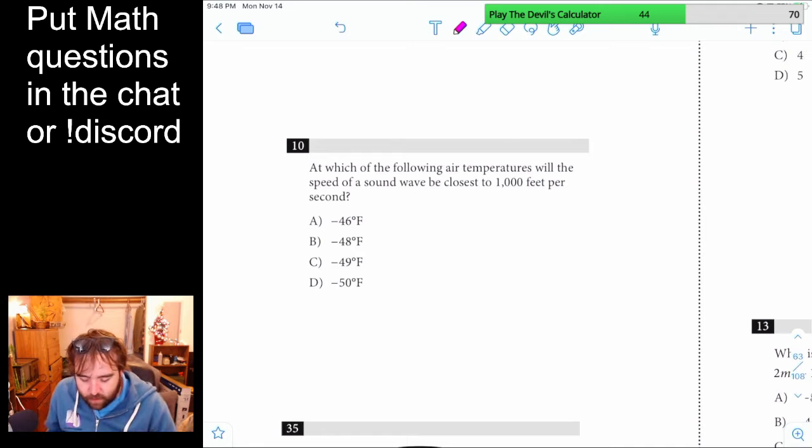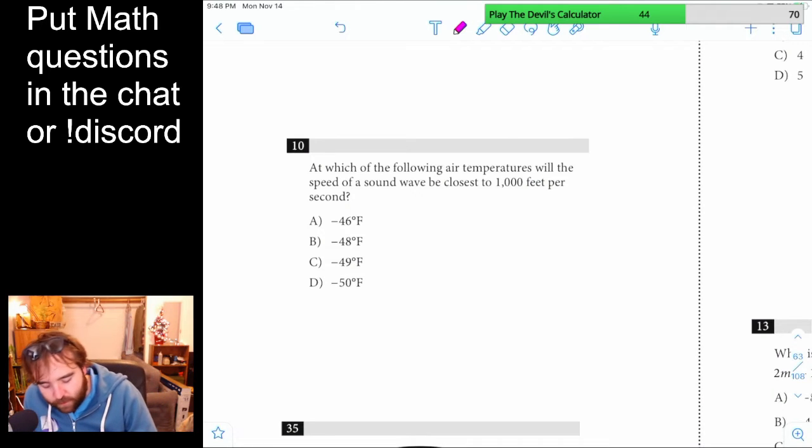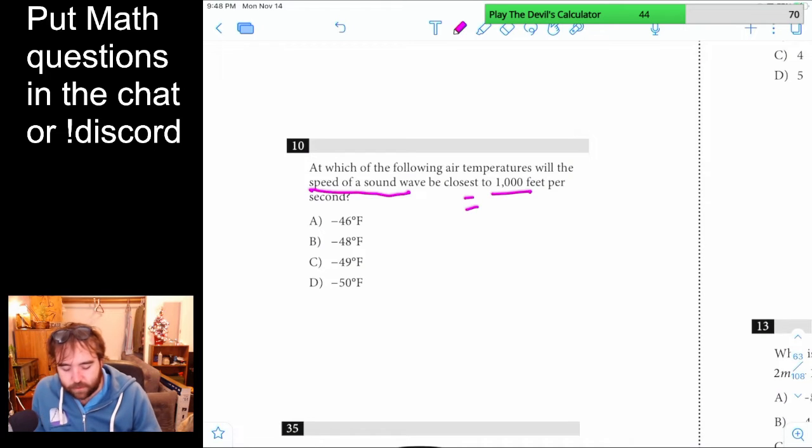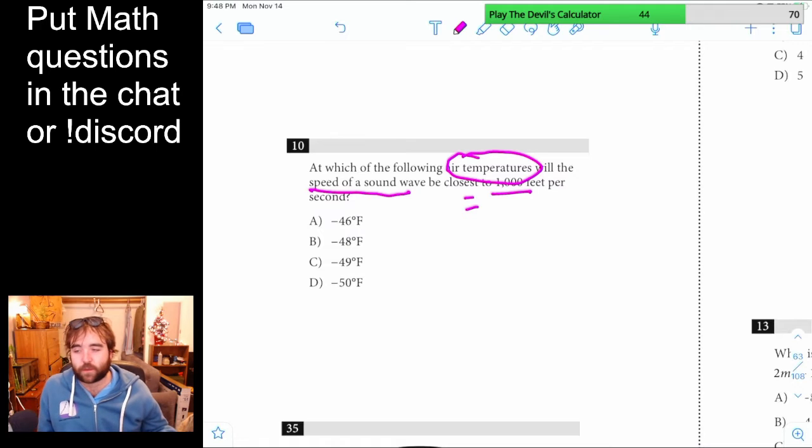So at which of the following air temperatures will the speed of sound be closest to 1,000? So there you just have to pick out what you have. So you have that the speed of sound is equal to 1,000. And we want to know the air temperature.